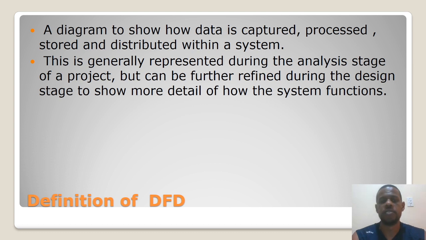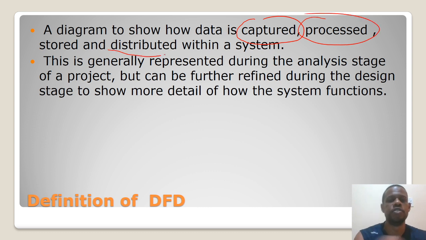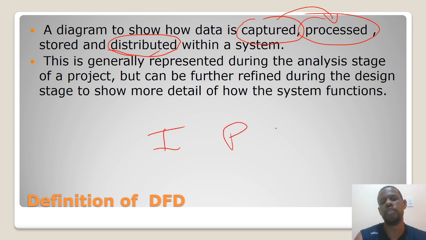So the point of a data flow diagram is to show how data is captured, processed, and distributed. You need to be able to track when it comes in, what happens, and how it goes out, which is kind of like what you would have learned in IPO diagrams. Input, process, output. A data flow diagram is just a glorified, much bigger IPO.